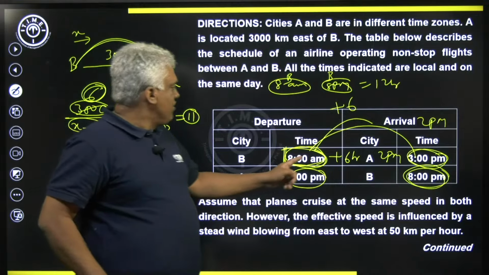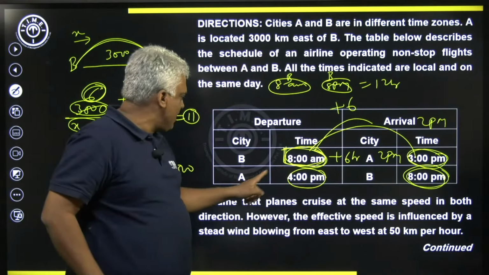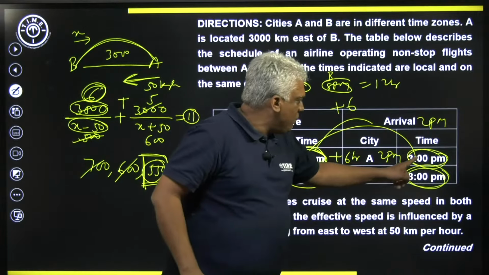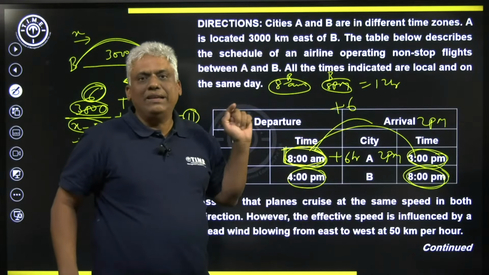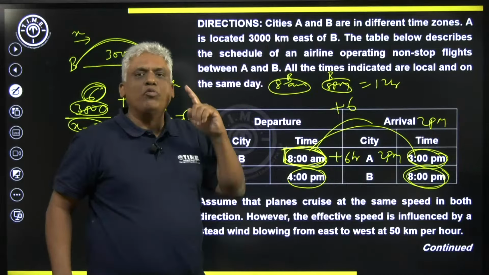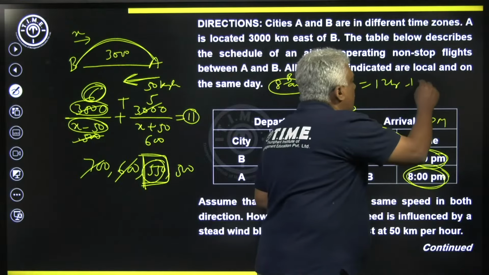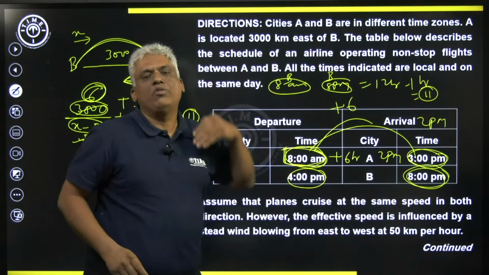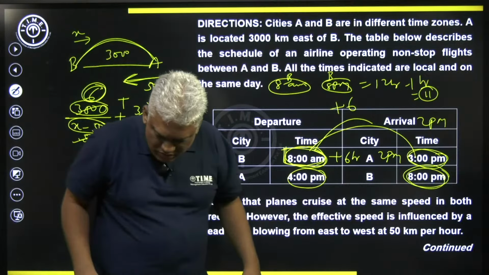But it reached city A at 3 p.m., and it started from city A at 4 p.m. So in city A, 3 p.m. to 4 p.m., both times are in city A. So from 3 p.m. to 4 p.m., for 1 hour the plane was at rest. It was not flying. So that 1 hour I have to subtract. So the total flying time, going from B to A and coming from A to B, is 11 hours. I hope this is clear now.